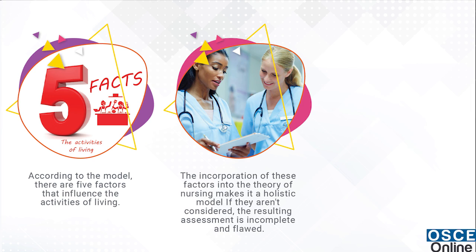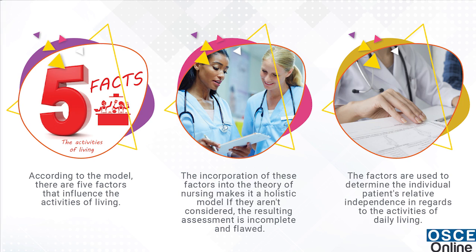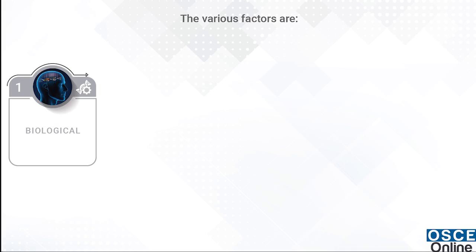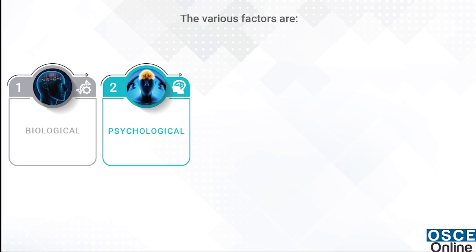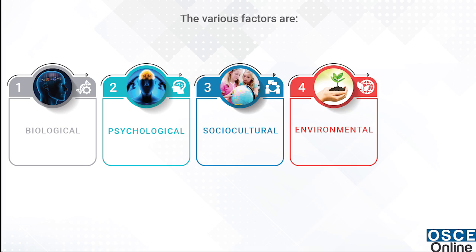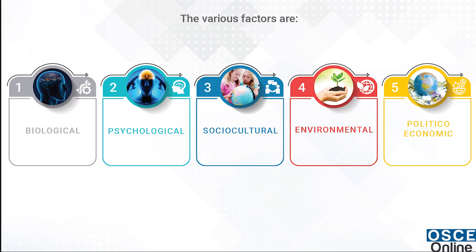The incorporation of these factors into the theory of nursing makes it a holistic model. If they aren't considered, the resulting assessment is incomplete and flawed. The factors are used to determine the individual patient's relative independence in regards to the activities of daily living. The various factors are biological, psychological, socio-cultural, environmental, politico-economic.